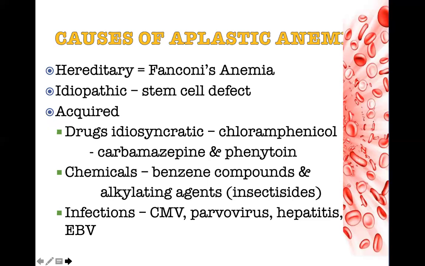Let's talk about causes of aplastic anemia. You have one hereditary form, Fanconi's anemia. You have your idiopathic, where you have a stem cell defect, and most of the time aplastic anemia may be acquired. It may be an idiosyncratic reaction to certain drugs like chloramphenicol, carbamazepine. Chloramphenicol is an antibiotic. Carbamazepine and phenytoin are anticonvulsants.